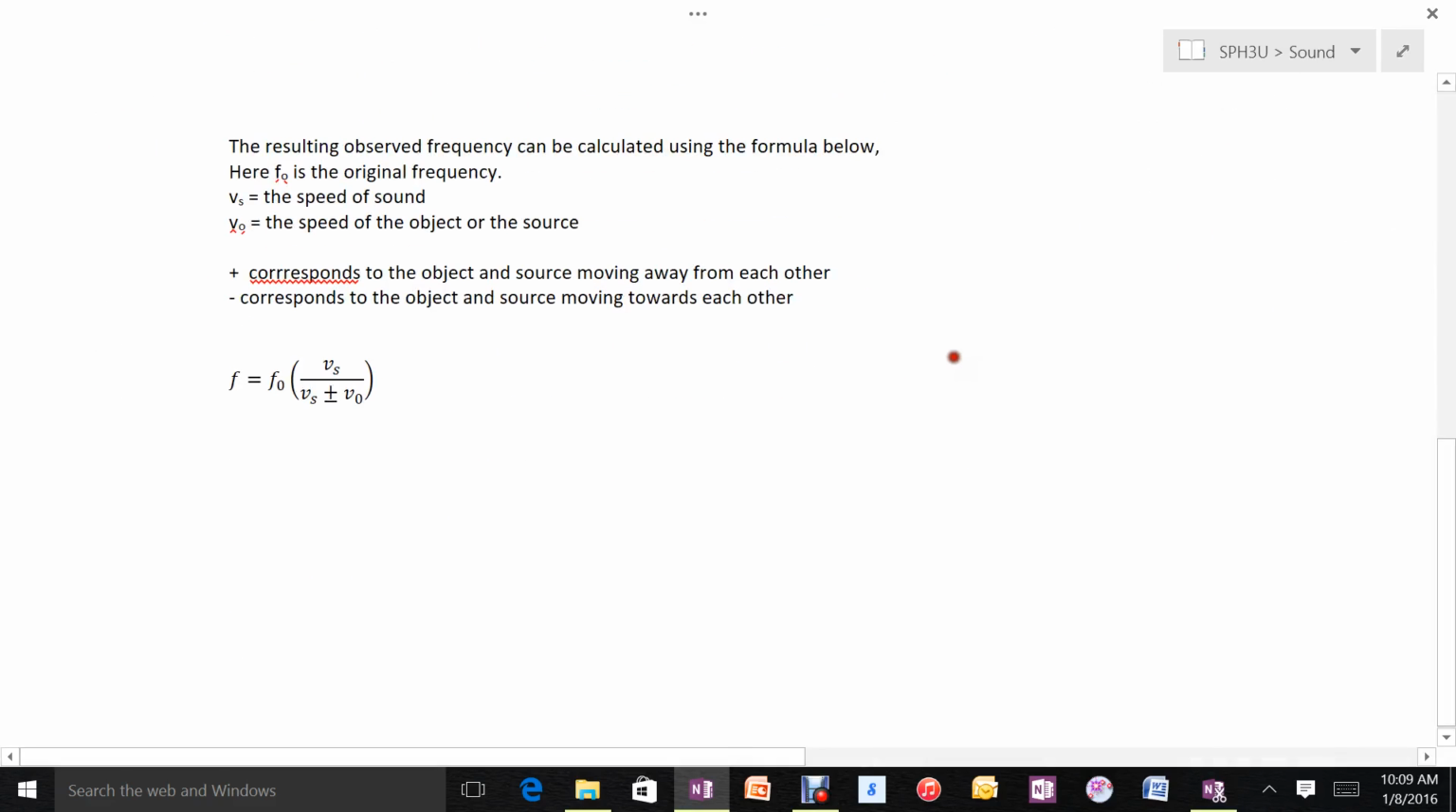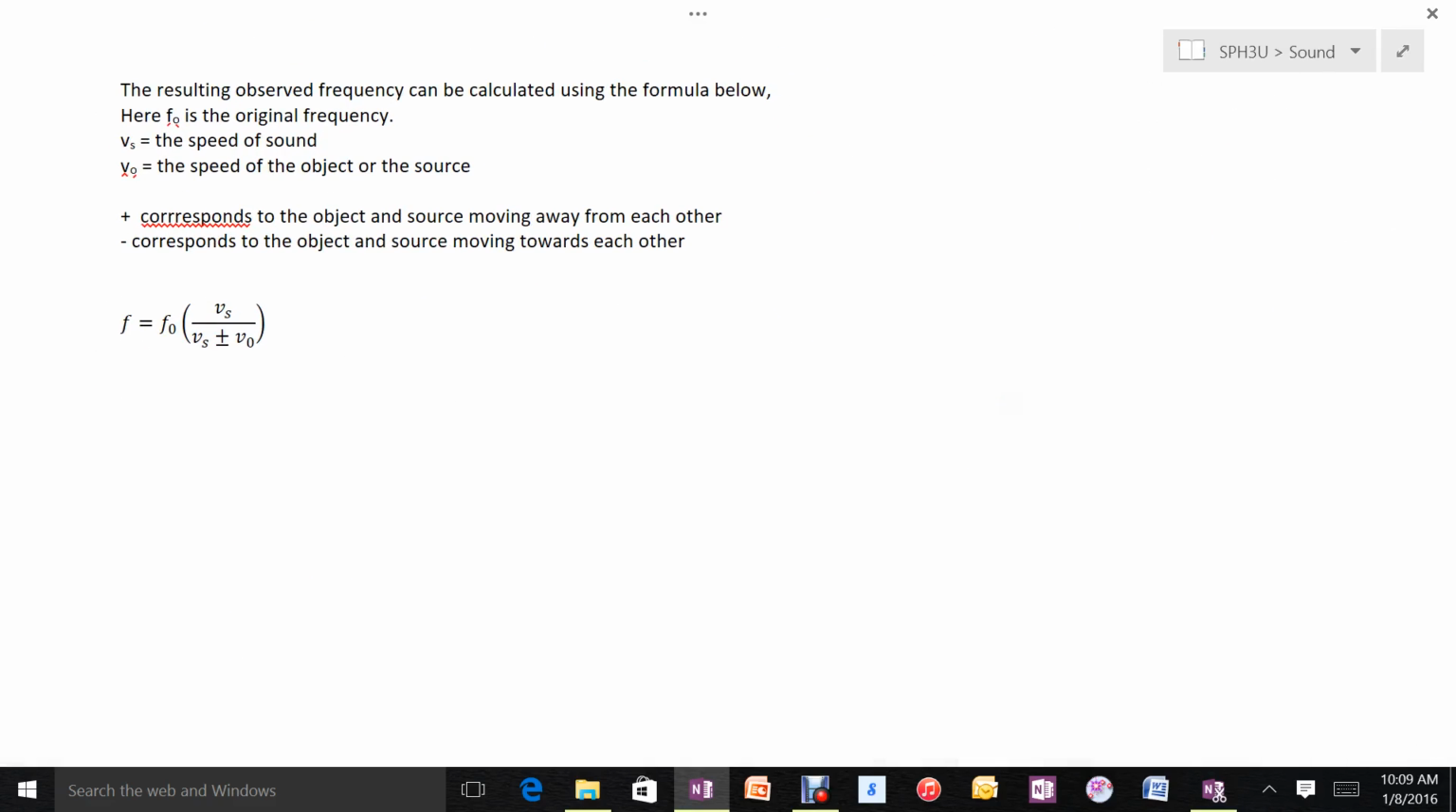Mathematically, the Doppler effect can be summarized by this equation. FO here is the original frequency. F then is the observed frequency. And we can see that it's a ratio of the speed of sound and the speed of the object. So the speed of sound divided by the speed of sound plus the speed of the object or minus the speed of the object. Now that VO could represent the speed of the object or the speed of the source. It doesn't make any difference. Sometimes it's written as the relative motion between the source and the object.